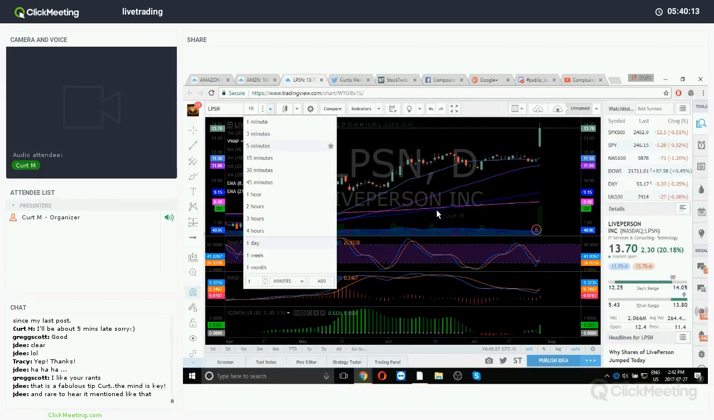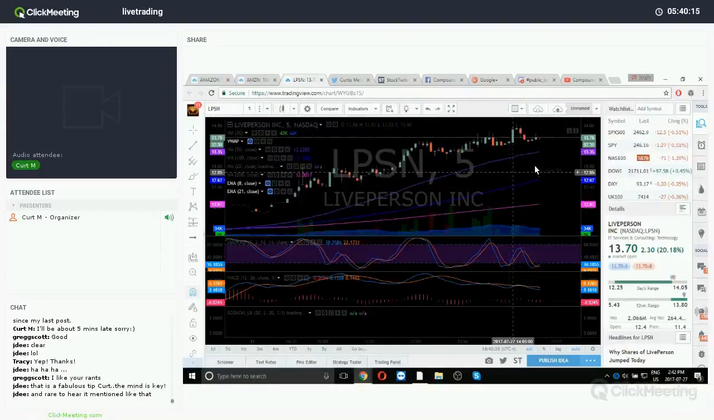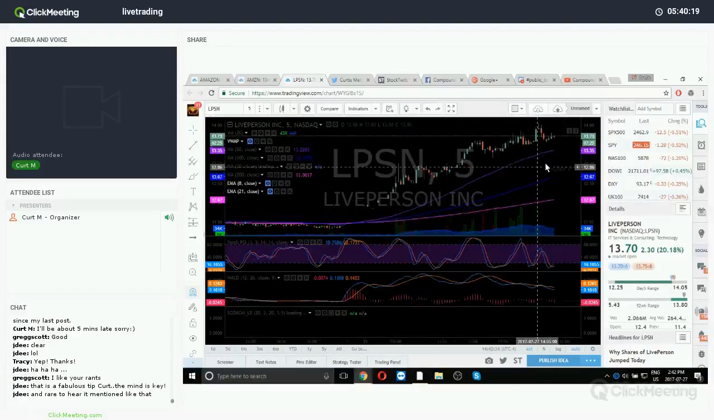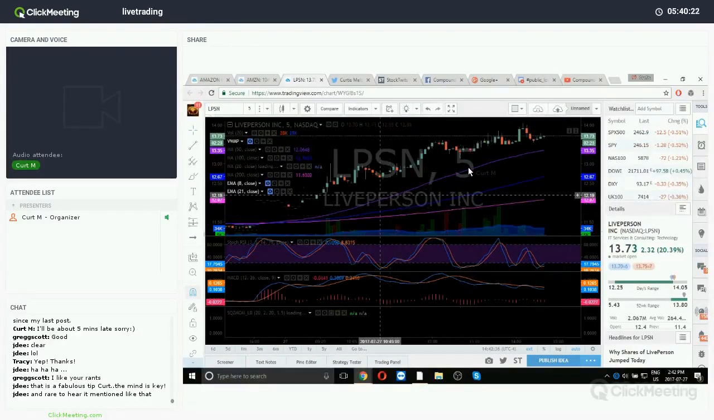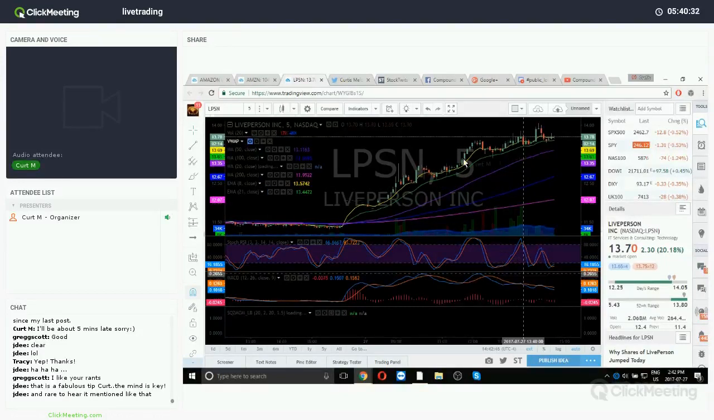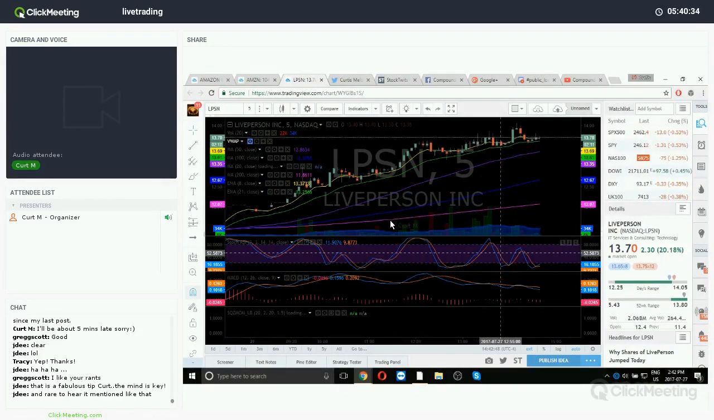And I bring it down to the 5-minute. It's still trending on the day. On the 5-minute, my 20 MAs disappeared on here. But it's been respecting the 20 MA. I didn't check my EMAs. There we go. So even the 21 EMA is being respected.